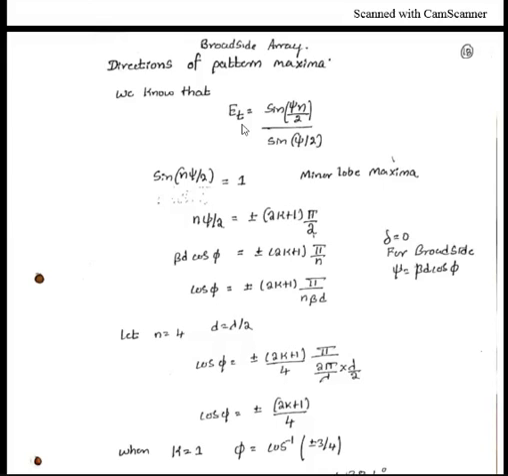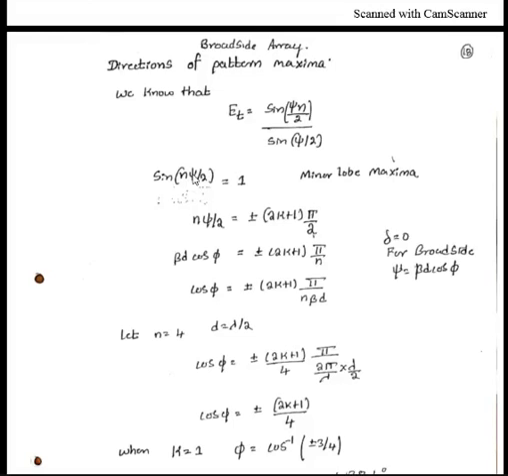To get the pattern maxima, sine n psi by 2 is equal to 0, 1 here, right? So in the equation you are seeing, sine n psi by 2 is equal to, sorry, it is equal to 1. This is what gives the minor lobe maxima; we are trying to find the minor lobe maxima. We will be having three: the major lobe, minor lobe, and null directions.